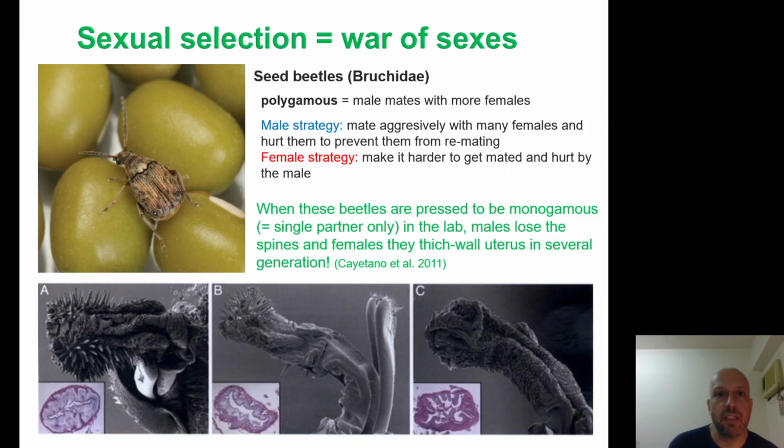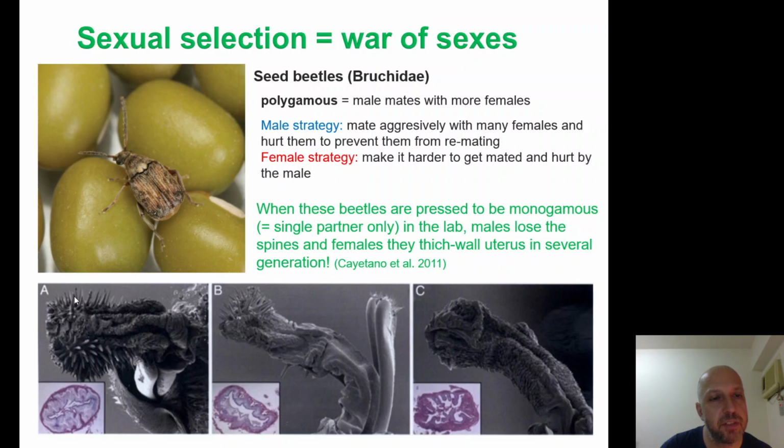Even more interestingly, you can have these violent beetles in culture, breeding in your lab. In one experiment, for many generations, they forced them to mate only once. They put one male and one female together, only allowed them to mate once, and the male never got the chance to mate with another female. What happened was that over many generations, the genitalia of the male started to change.